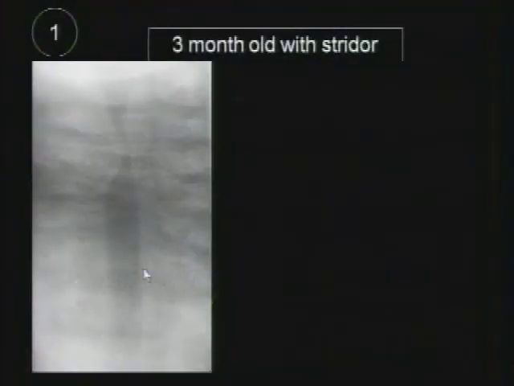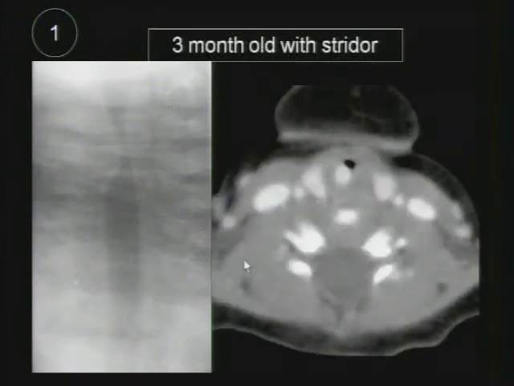So first I'm going to present some unknown cases, and I'm not going to give the answers, but the answers will come up during the presentation. So just make note of some of the findings initially. 3-month-old with stridor, plain radiograph, frontal radiograph of the neck, and a CT scan near the thoracic inlet.